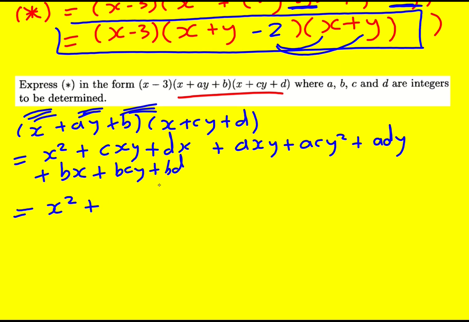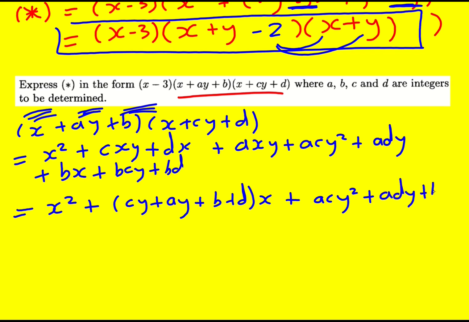So factorize out, I've got x squared, and I've got lots of terms involving x. I've got cy plus ay plus b plus d. Lots of x. And then acy squared plus ady plus bd. Actually, I missed a plus bcy, but I think that is everything else.